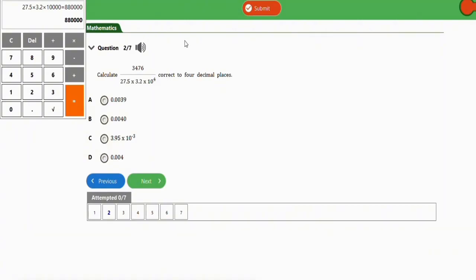All right, so right now it's very, very straightforward. All you have to do now will be to let's do everything here. Give it 3476 divide by 880,000.